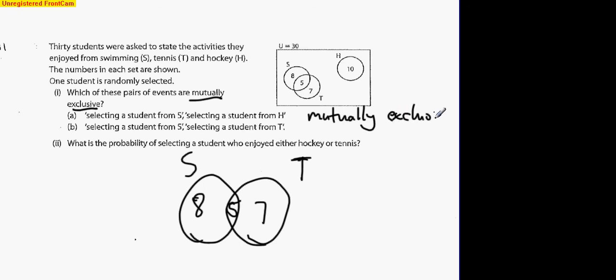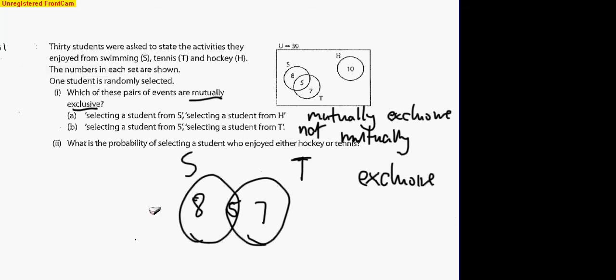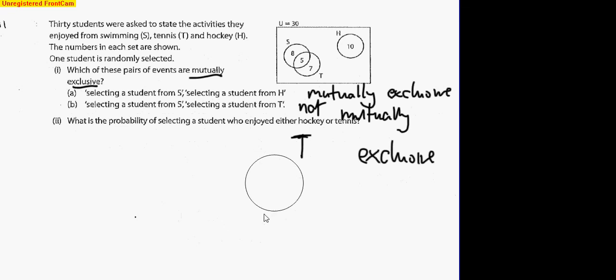Selecting a student from swimming and selecting a student from tennis is not mutually exclusive because there are students who do both tennis and swimming. Now, what's the probability of selecting a student who enjoyed either hockey or tennis? The problem with hockey or tennis is that we don't want to double count.